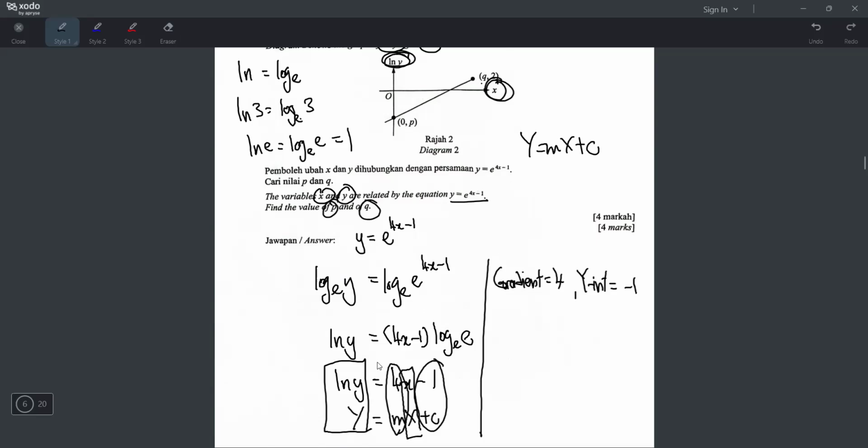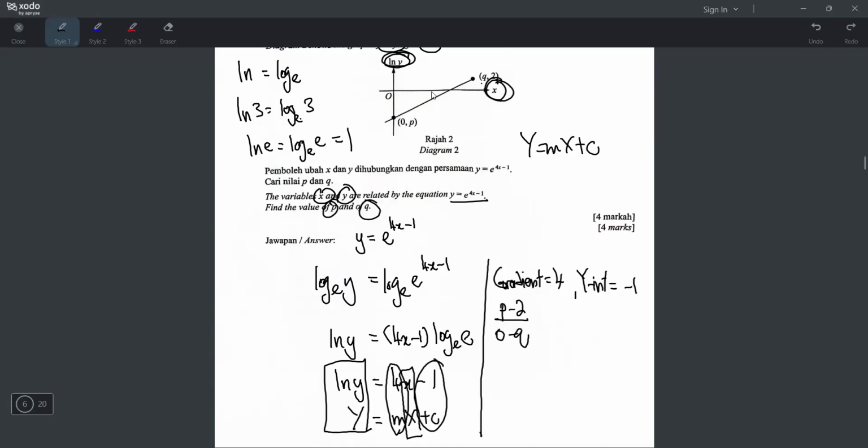But this is from the equation. What about from the graph? From the graph, they actually never give us the gradient, but they give us 2 coordinates here, and we all know how to find the gradient. You take y minus y, divide x minus x, right? So let's do that: p minus 2 over 0 minus q. Actually, you can take 2 minus p also.